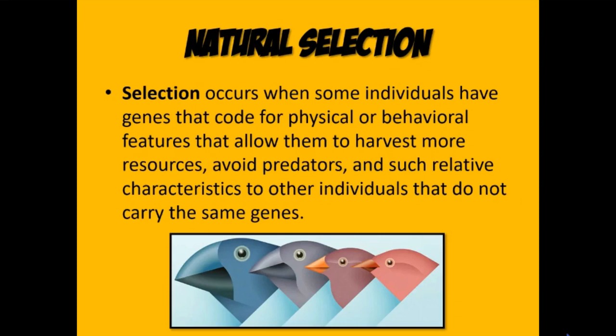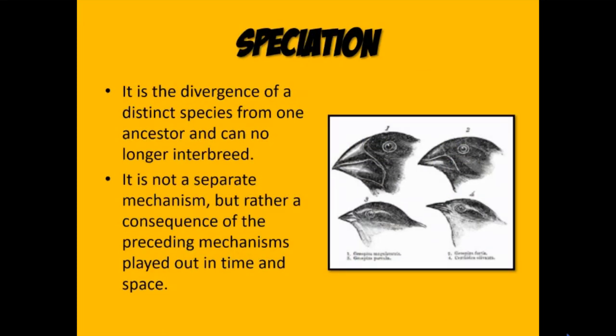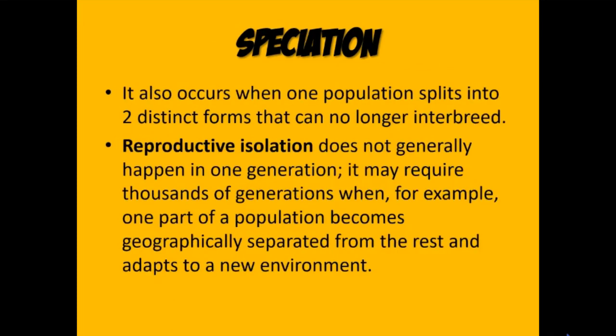So the responsible genes will become more common over time, leading the population as a whole to become better adapted to their environment. No? So, speciation. It is the divergence of a distinct species from one ancestor that can no longer interbreed. It is not a separate mechanism but rather a consequence of the preceding mechanisms played out in time and space. No? And then it also occurs when one population splits into two distinct forms that can no longer interbreed.